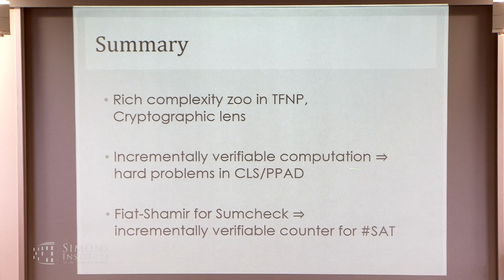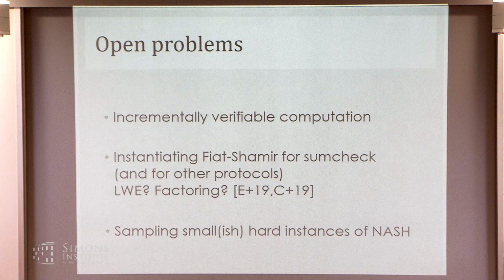We have this notion of incrementally verifiable computation that I think is really interesting in its own right, and once we add the unambiguity property, it leads us to hard problems in PPAD. And we instantiated this general connection, specifically using the Fiat-Shamir for sumcheck, to get an incrementally verifiable counter for counting SAT. Some open problems: just this notion of incrementally verifiable computation.